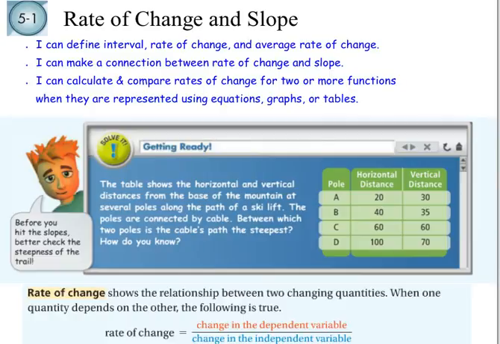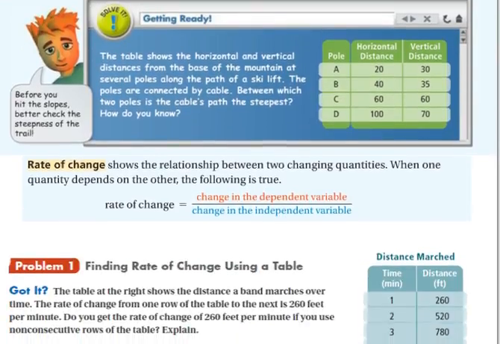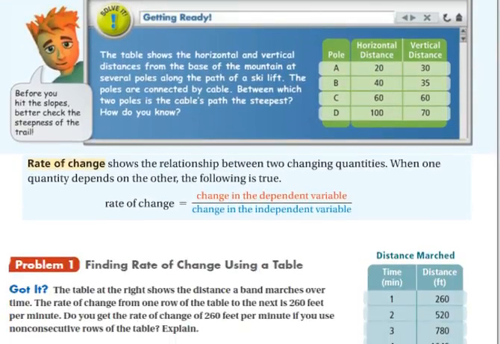So today we're starting chapter 5, which is all about lines. And this first lesson here is on rate of change and slope. Rate of change, we've actually already talked about in class, we just haven't specifically called it rate of change. And slope, I'm sure you've heard of before in a previous math course you've taken in middle school. Okay, so let's just start from the top.